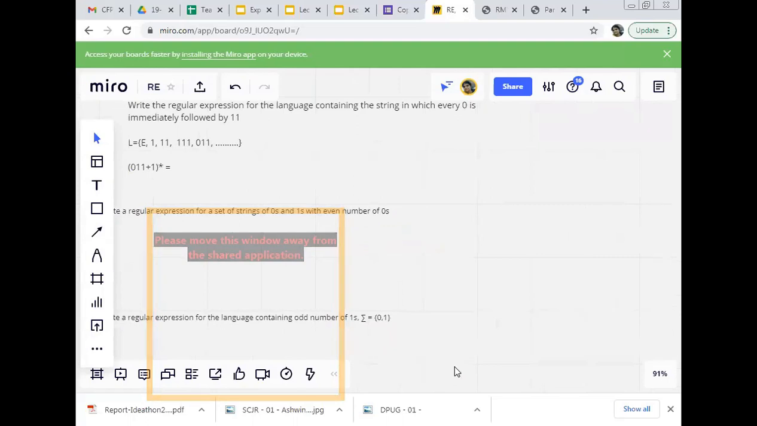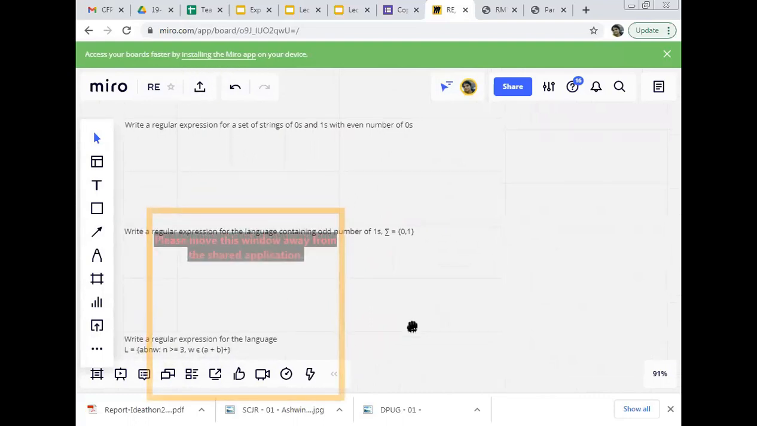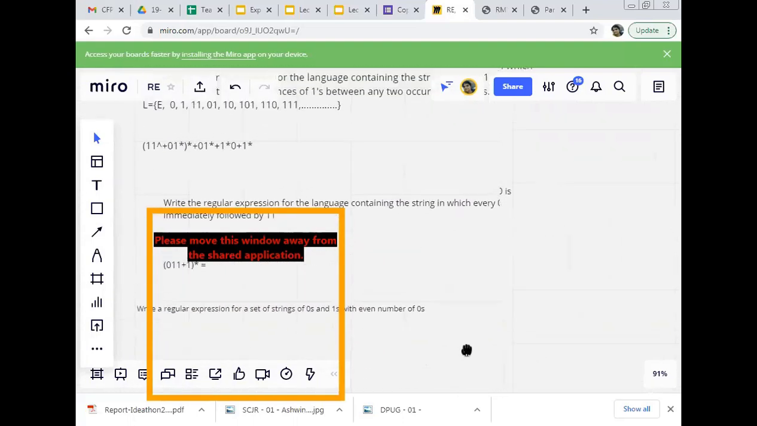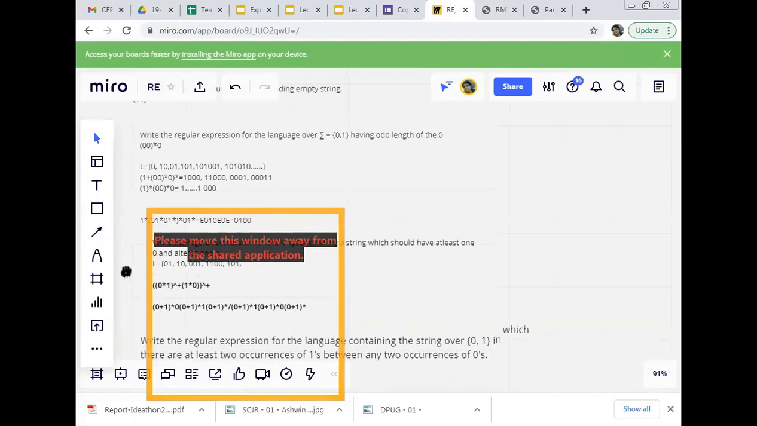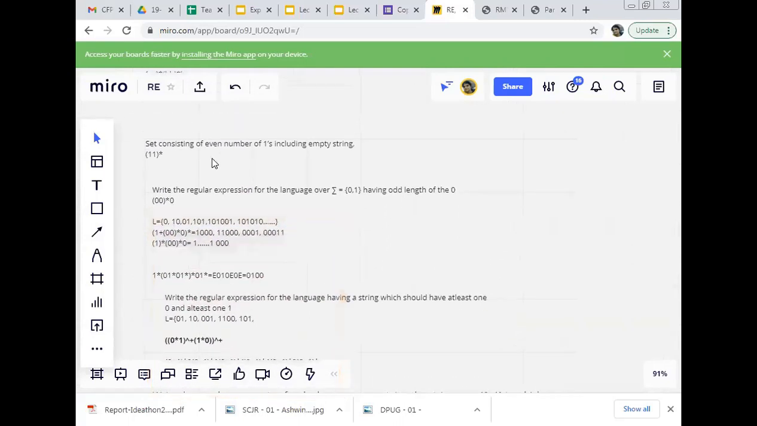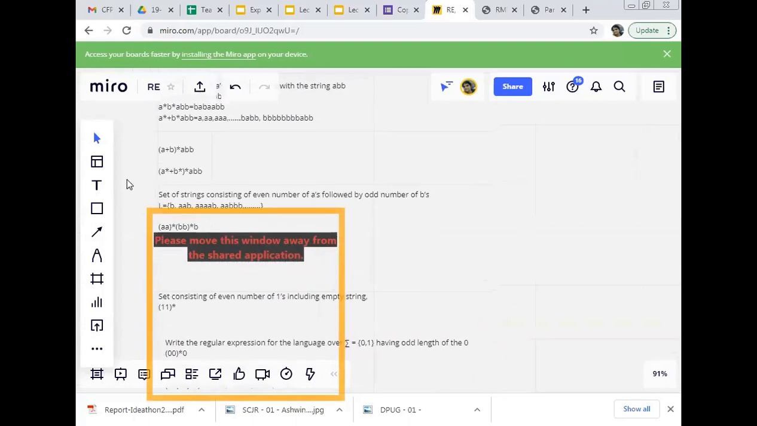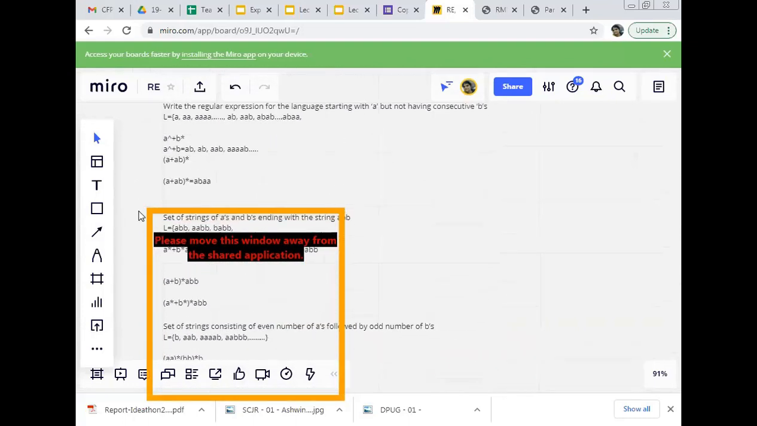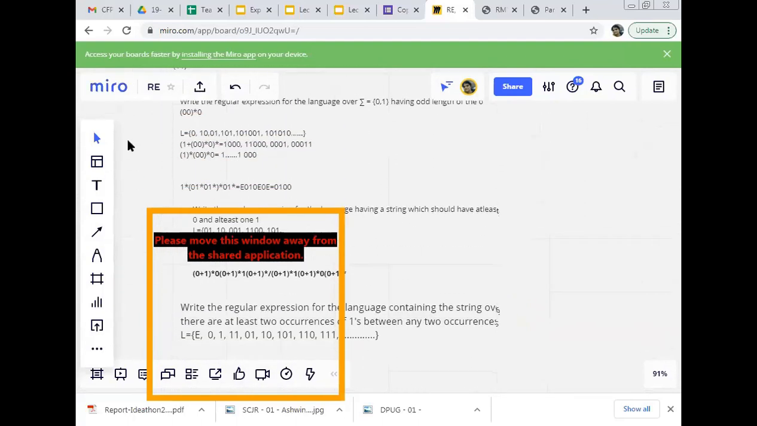Okay, so next one. Write a regular expression for a set of strings of zeros and ones with even number of zeros. I think we have done this, right? Have we done this? I think we have done this in our previous lecture. If you remember, put the answer. Even number of zeros. What is the answer for even number of zeros?